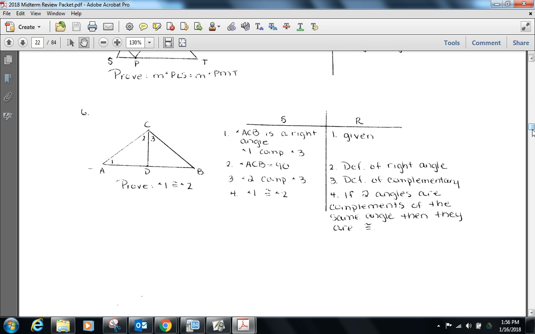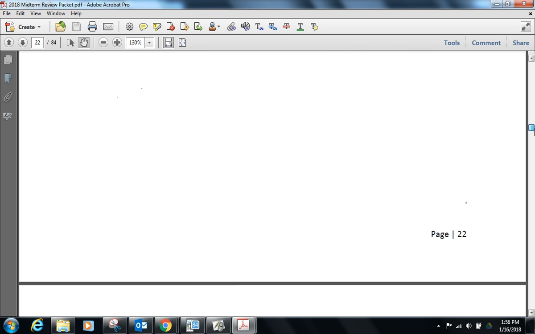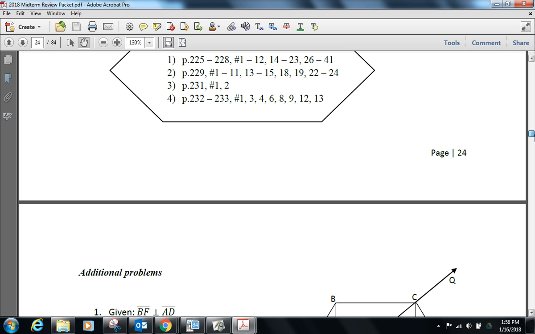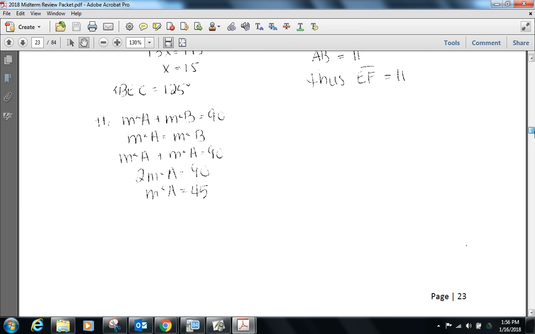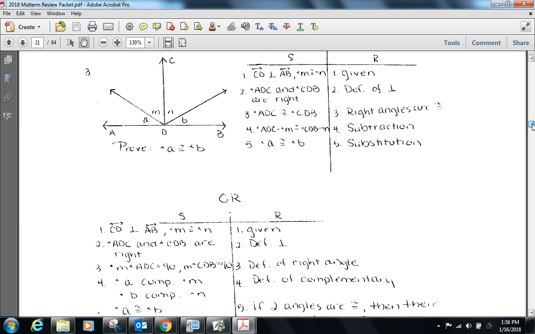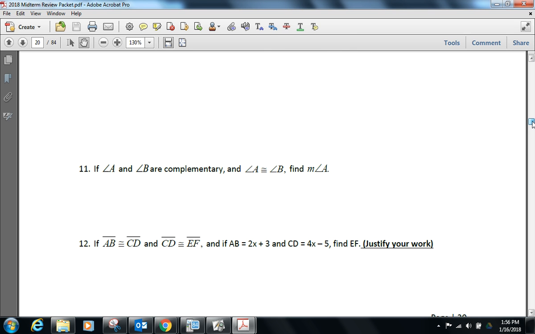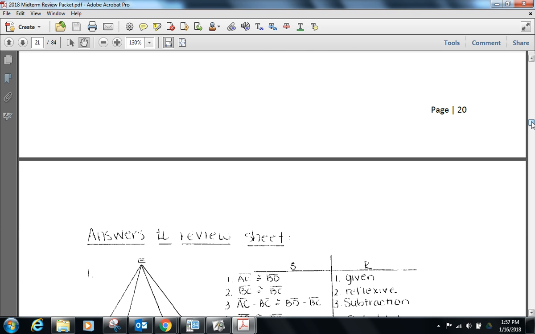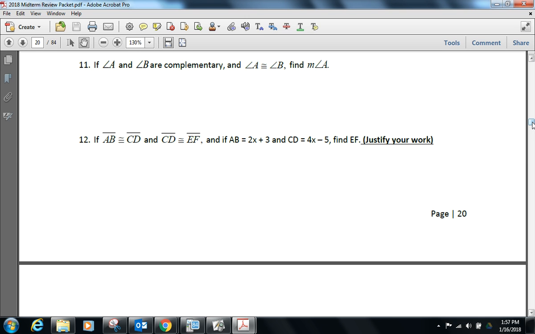On page 20, question 11. It's a fairly easy question. I didn't show nearly as much work as the answer key had on it. I was just wondering how much work we actually have to show. If A and B are complementary, x plus x equals 90. Solve it. Yeah, that's fine.